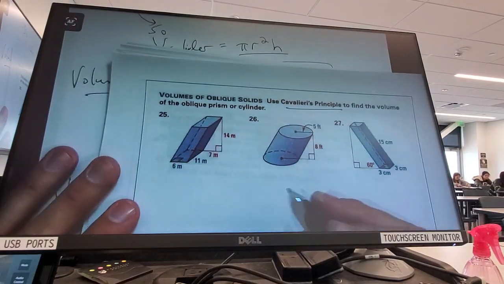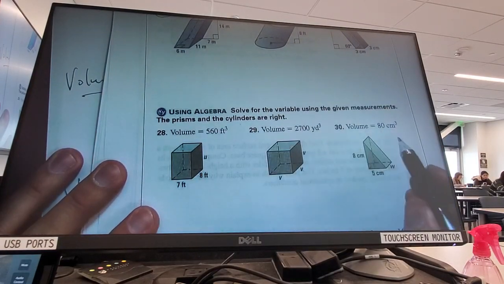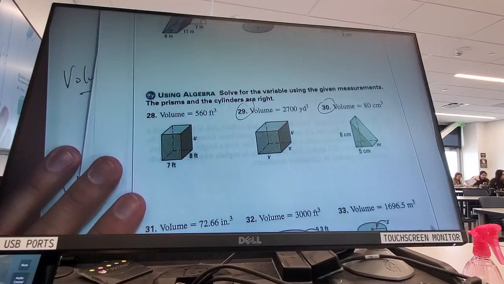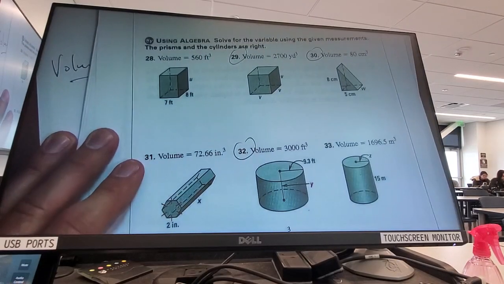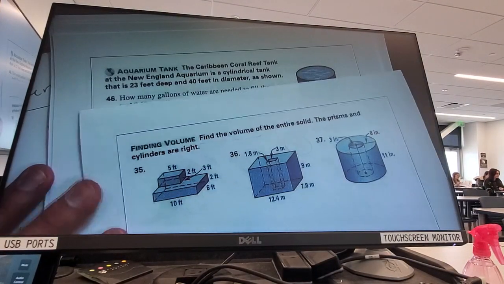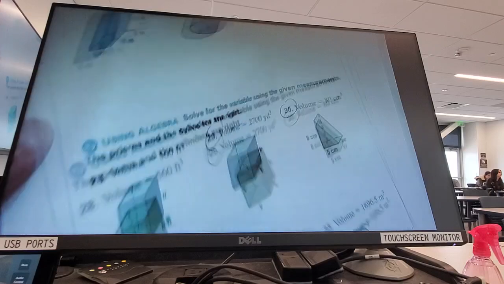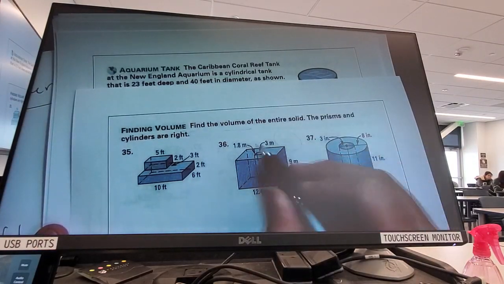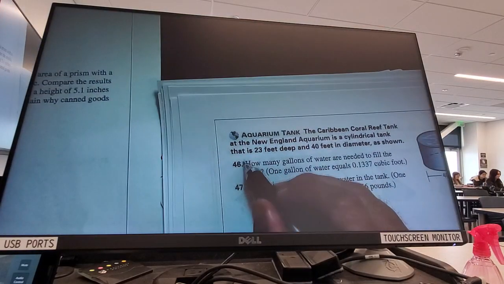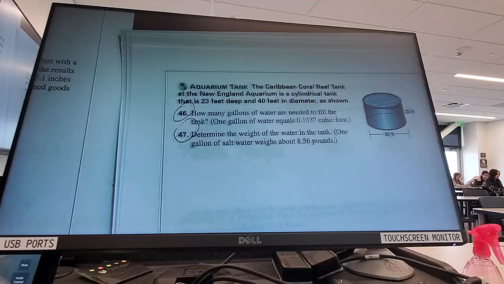So let's do 25, 26. Yeah, 29 and 30 and 32. I'll keep you away from the hexagonal areas, okay? So ready with me so far? 25, 26, 29, 30, 32. And then let's do 37. Don't worry about the canned goods. Yeah, do 46 and 47 with the aquarium tank.